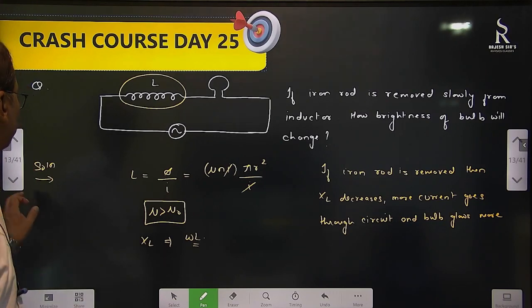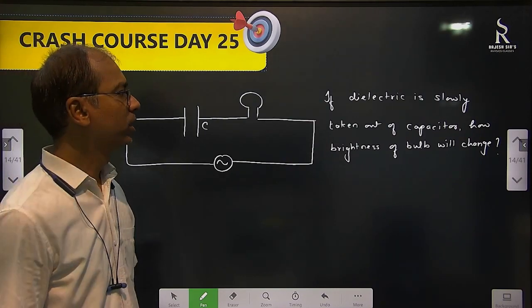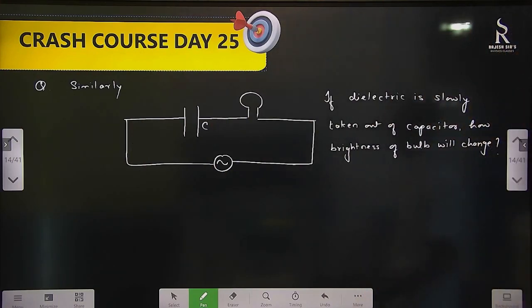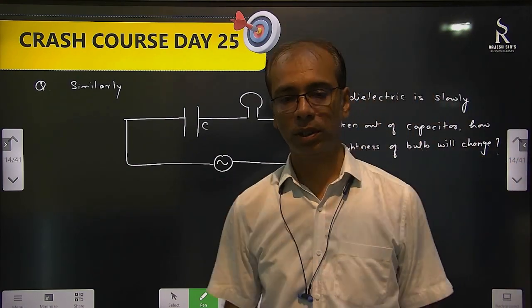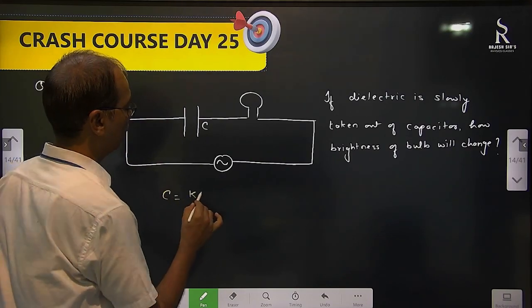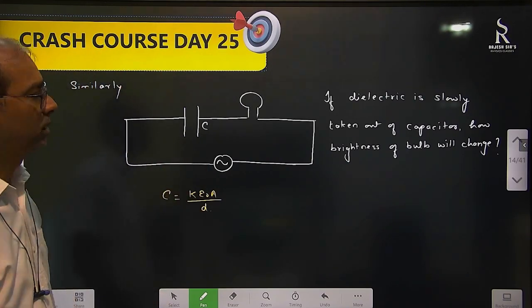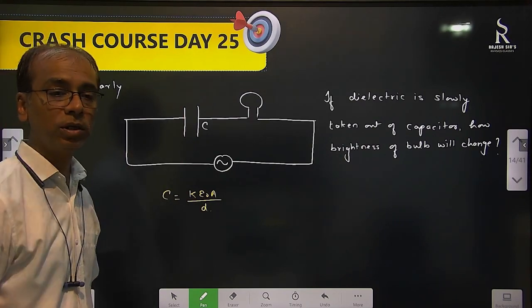Now I'll give you a similar question. This time it's with the capacitor. If the dielectric is slowly taken out of the capacitor, how will the brightness of the bulb change? Same question, but with a capacitor this time. When the dielectric is there, the capacitance will be on the higher side, because capacitance is K epsilon naught A by D. And if you remove this dielectric, the capacitance is going to decrease.